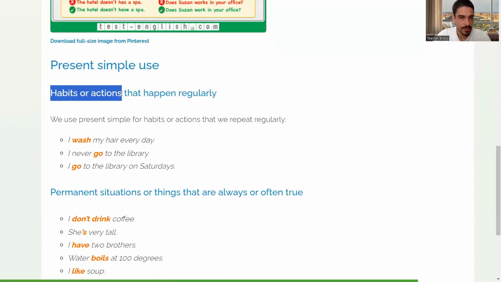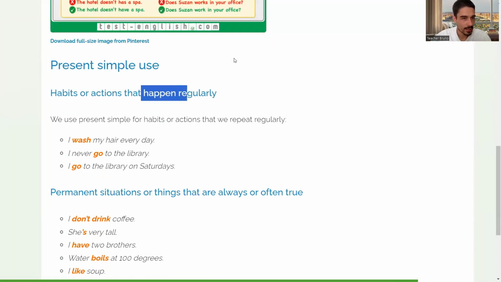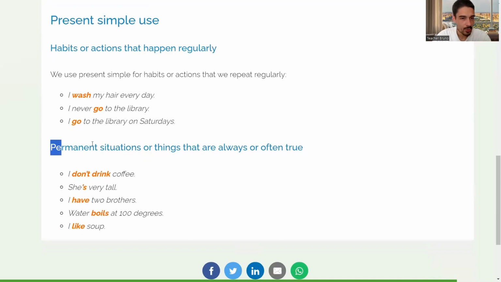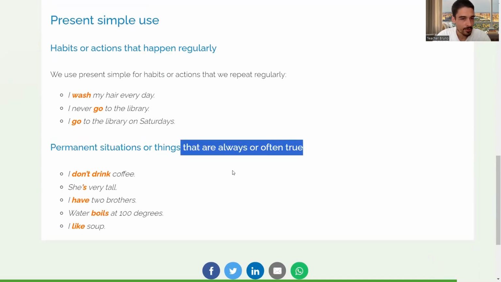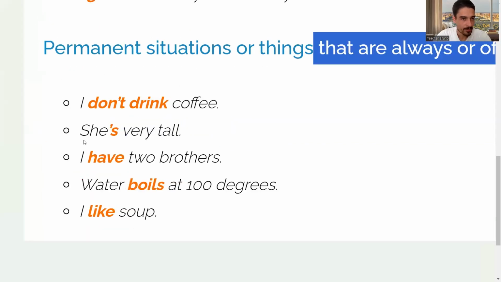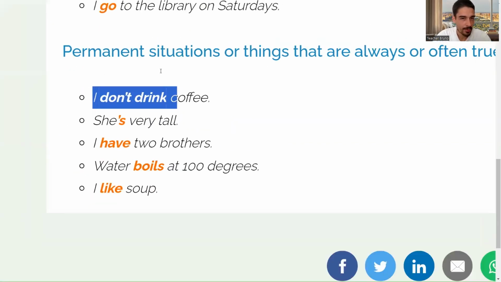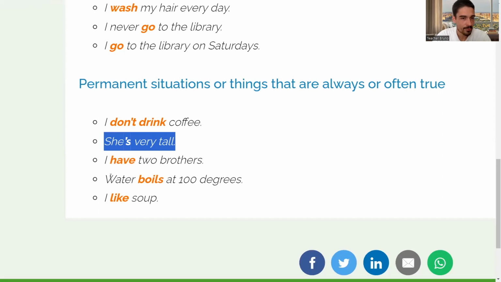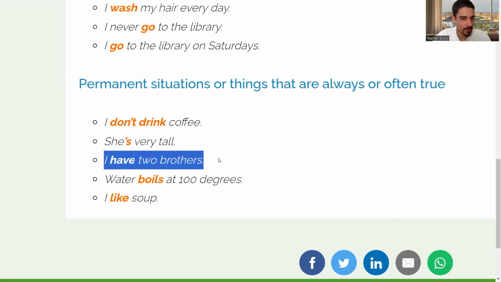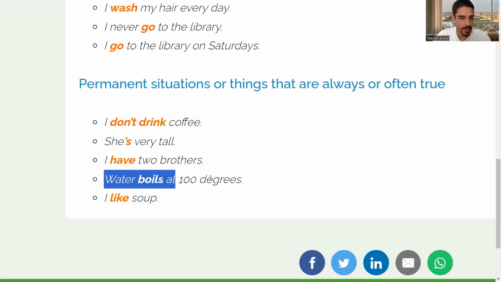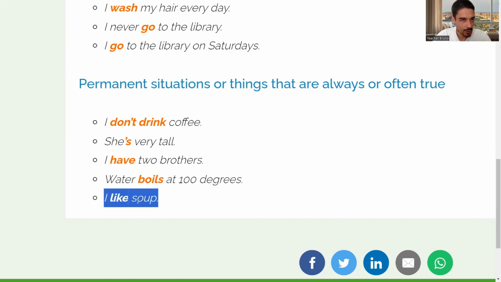It's used for habits or actions that happen regularly, permanent situations, or things that are always or often true. For example, I don't drink coffee. That's a permanent situation. I have two brothers. Water boils at 100 degrees. And finally, I like soup.